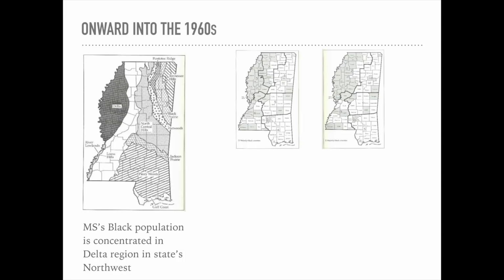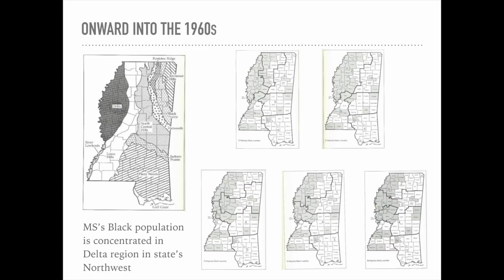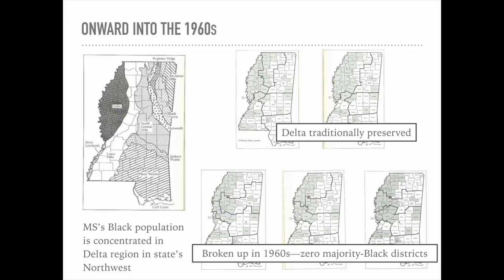Now, the black population of Mississippi is concentrated here in the Delta region, and Jackson is around there. Here are some districting plans of Mississippi before the 1960 census. And here are the 3 plans that the Mississippi legislature considered after that census. Look what's happening. Whereas the Delta used to be preserved in a single district, it's split 2 or 3 ways in each of the new plans, guaranteeing 0 majority black districts. So this is the fundamental context of all of the legal framework that we have around gerrymandering today.